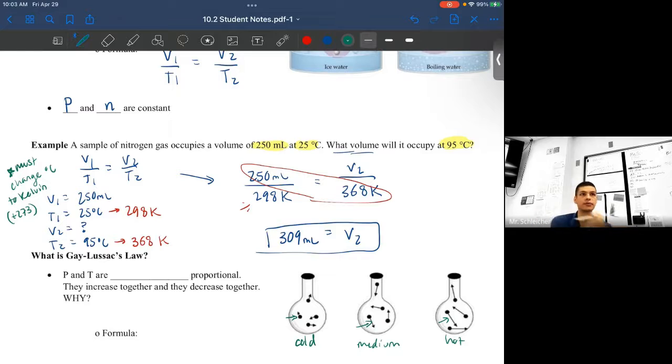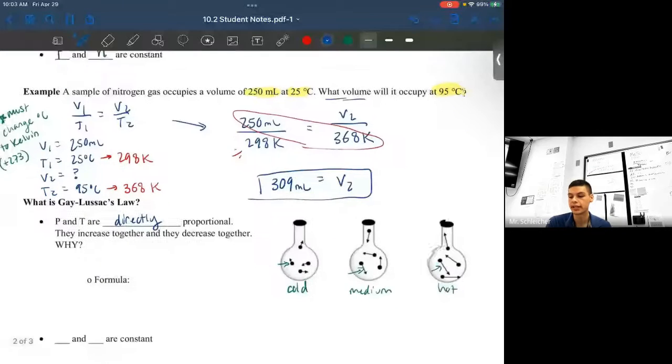There's harder, more forceful collisions. And if there's more forceful collisions, what happens to pressure? Does it go up or down? It goes up. So pressure increases as temperature increases. And then the opposite is also true. Pressure decreases as temperature decreases. So that tells us that pressure and temperature are directly proportional to each other. And we just explained why there.